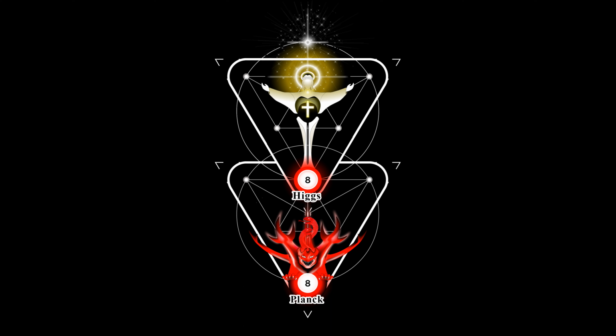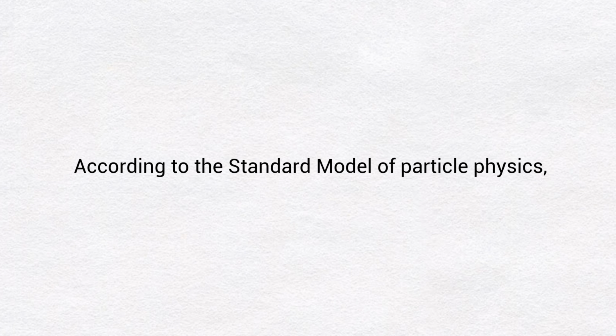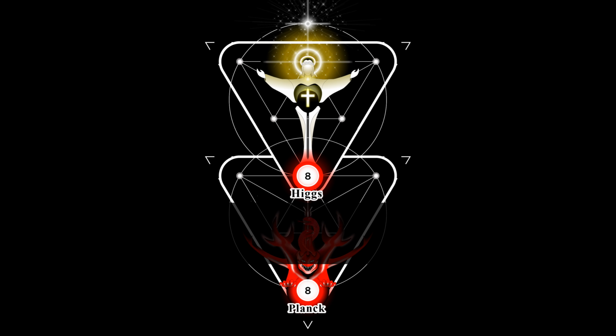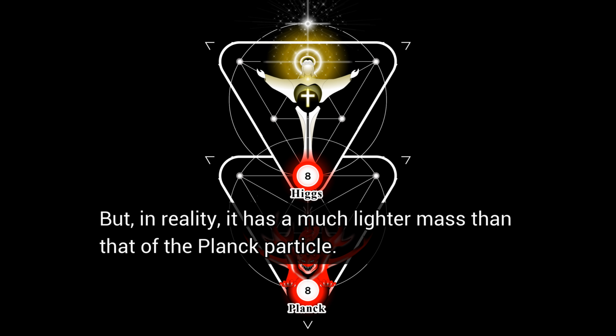Then, there is a fundamental question in physics. Why is the Higgs particle much lighter than the Planck particle? This question is called the hierarchy problem. According to the standard model of particle physics, the Higgs particle should have a mass, which is close to that of the Planck particle, but, in reality, it has a much lighter mass than that of the Planck particle. That is the problem. This problem can be solved in the following way.